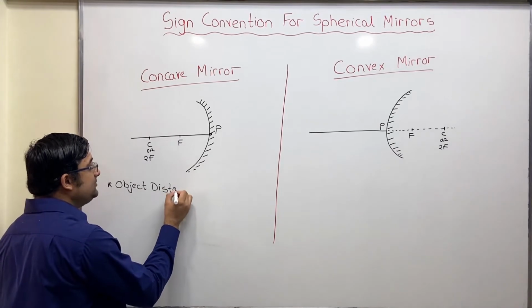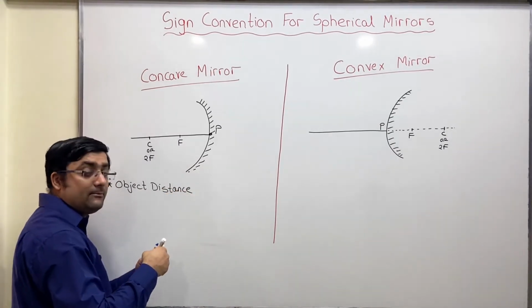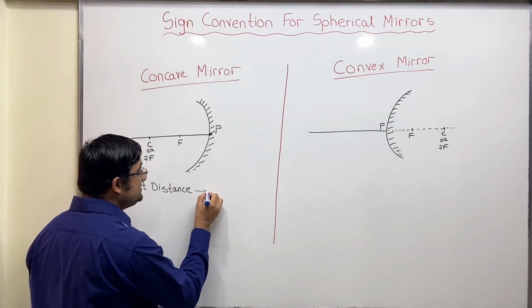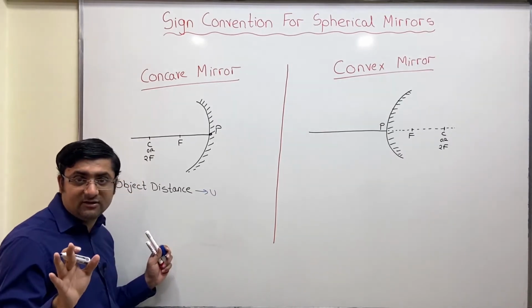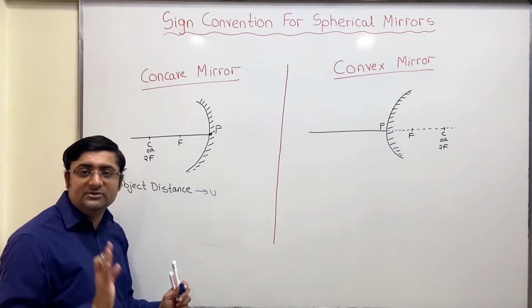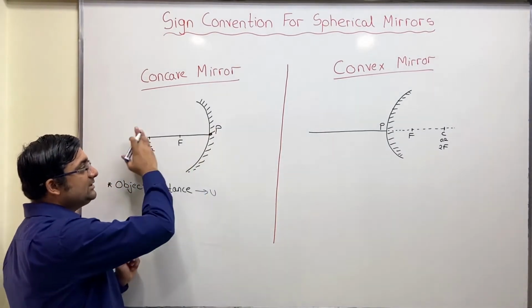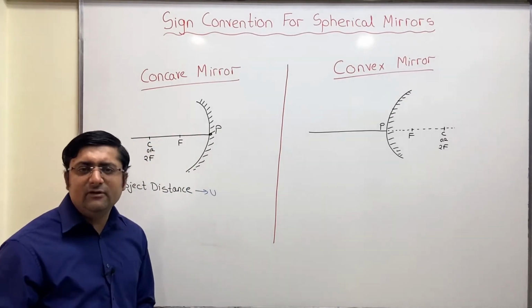So see, guys, object distance is denoted by the letter U. Now see, guys, this U is not the same as initial velocity, right? So in optics, U denotes object distance. Now my question to you is, on a concave mirror, where will we keep the object?